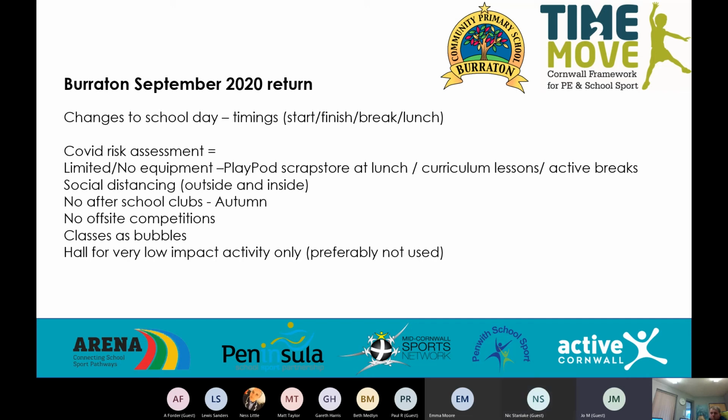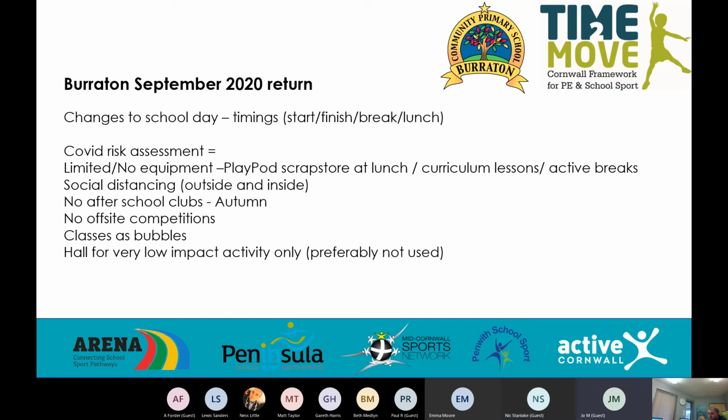Our classes were bubbles, with the odd exception that we might take a year group as a bubble, being a 2-form entry. This was largely because this allowed us to accommodate year group bubbles within our after school wraparound provision. But within school generally, we've been asked to treat a class of 30 or thereabouts as its own individual bubble.